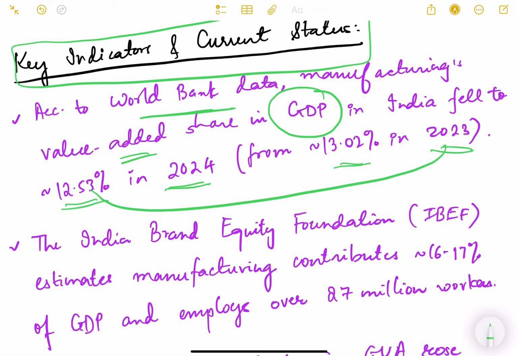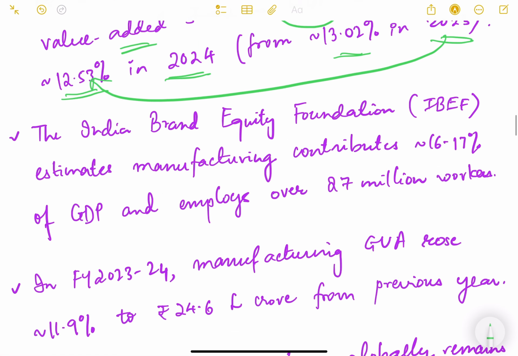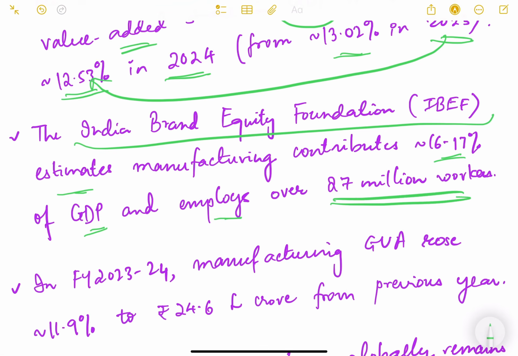India Brand Equity Foundation, IBEF, is a famous organization which does all this data collection and estimates. They estimate manufacturing contributes about 16 to 17% of our GDP and employs over 27 million workers. Obviously they talk about the organized sectors here, and also include some estimates for the unorganized sectors. So this is their estimate, not the true figure.